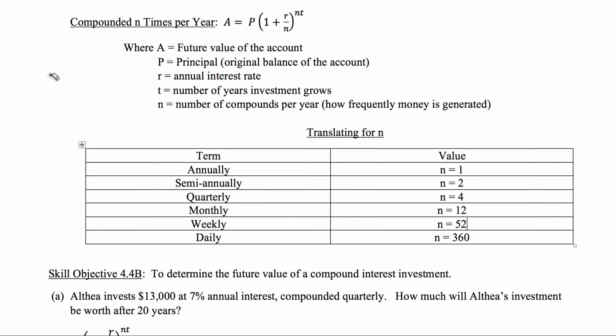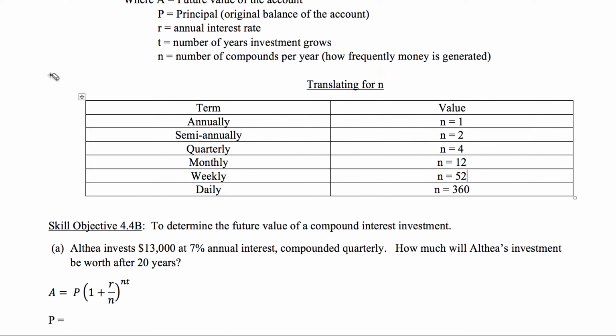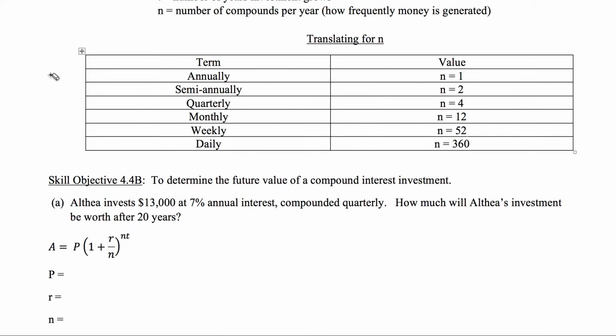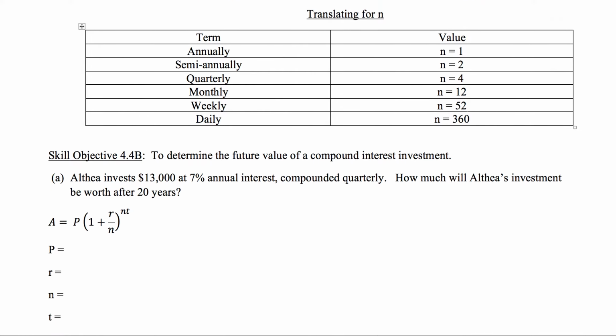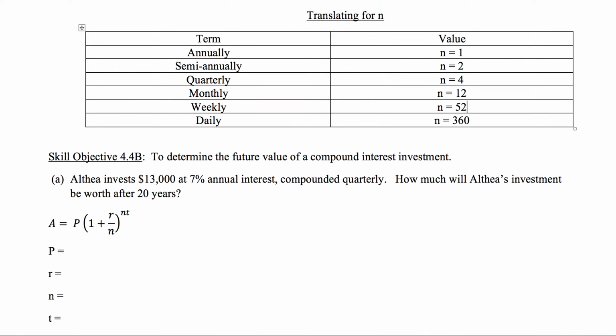So what we want to do is look at a couple of examples and just be sure that we are able to work a compound interest problem. Our first example says that Althea invests $13,000 at 7% annual interest, compounded quarterly. How much will Althea's investment be worth after 20 years? So let's go ahead and label the numbers in the problem.